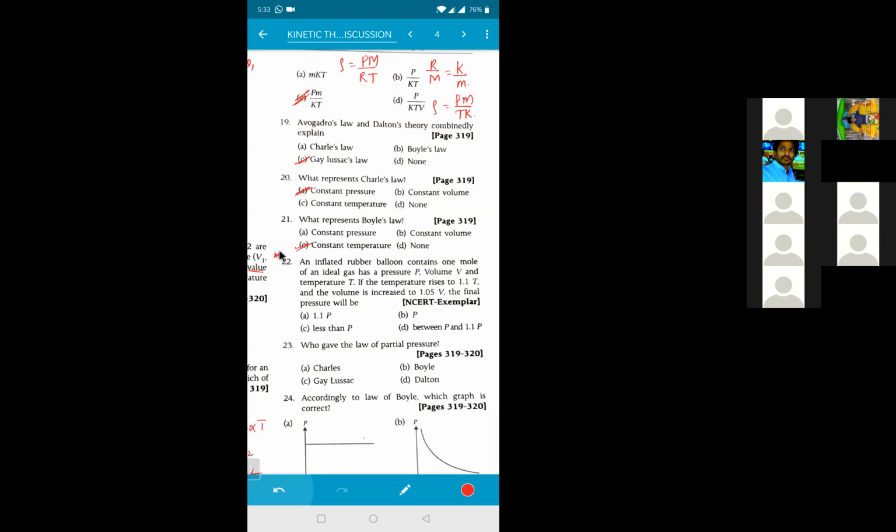This is again very important. Question 22. An inflated rubber balloon contains 1 mole of an ideal gas at pressure P, volume V, and temperature T. If the temperature rises to 1.1 T and the volume is increased to 1.05 V, then the final pressure will become how much? Again, for this one, PV will be equal to nRT, which is constant, so PV by T will be constant.